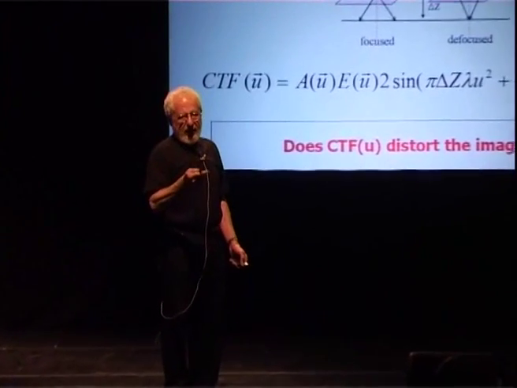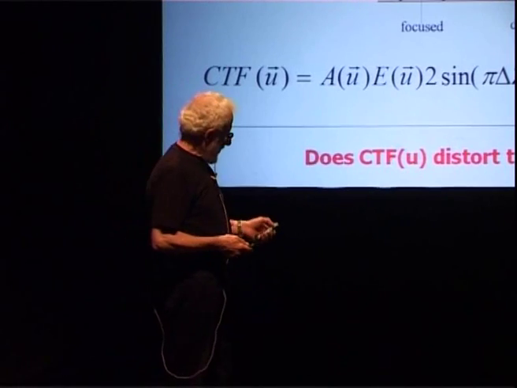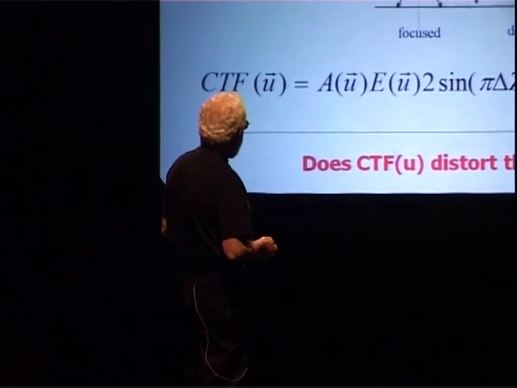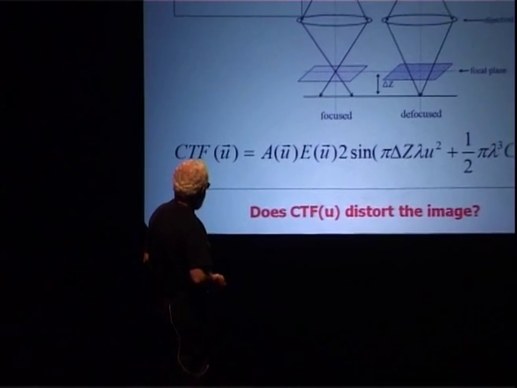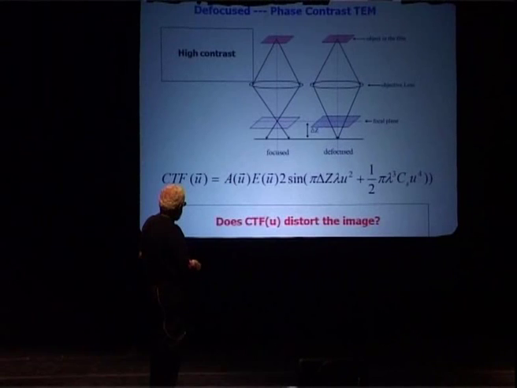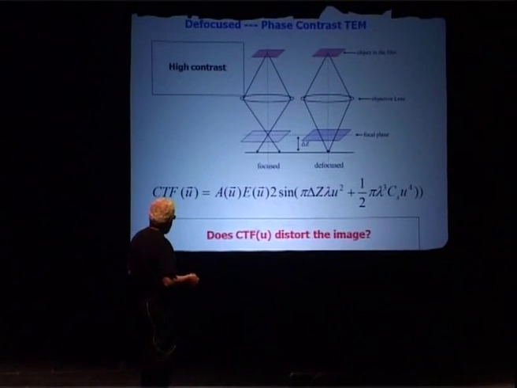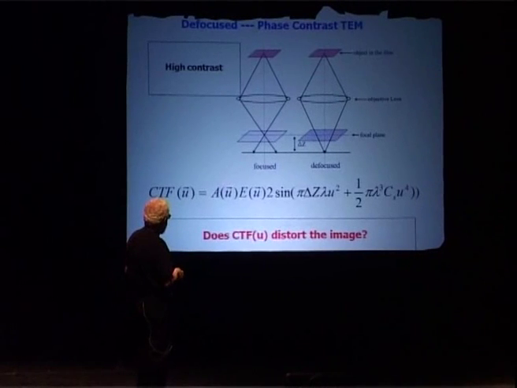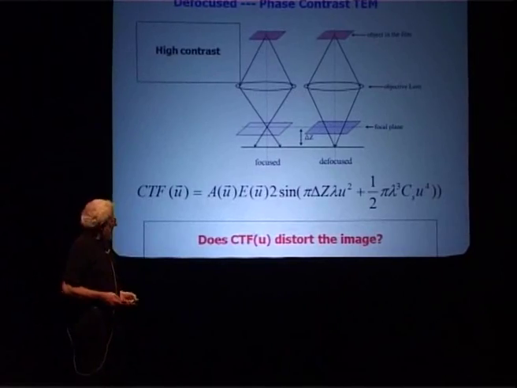Let me give you one example that will give you some sense of that. So this is the method, and we want to make sure that this contrast transfer function doesn't distort the image. That requires changing, for example, the defocus distance, and I'm not going to go into that in detail.